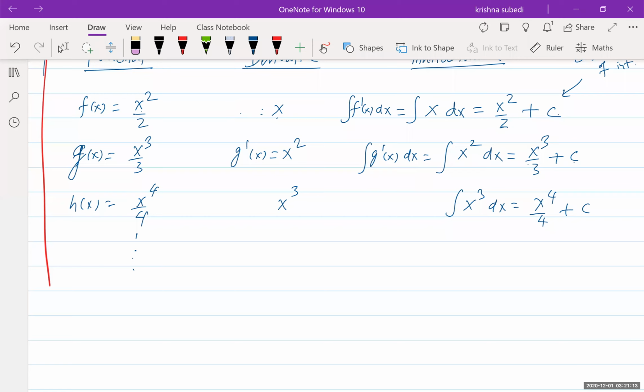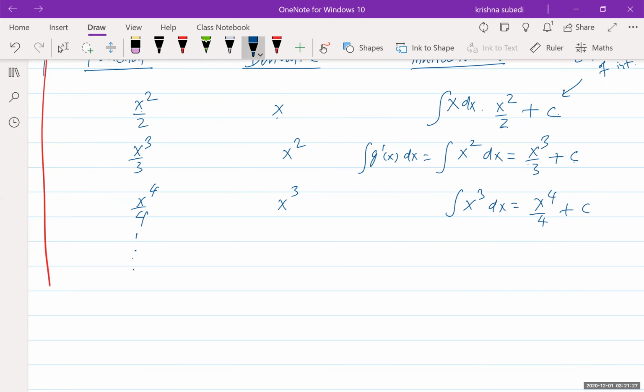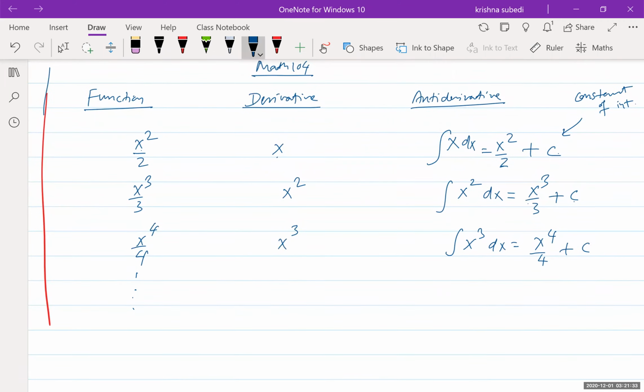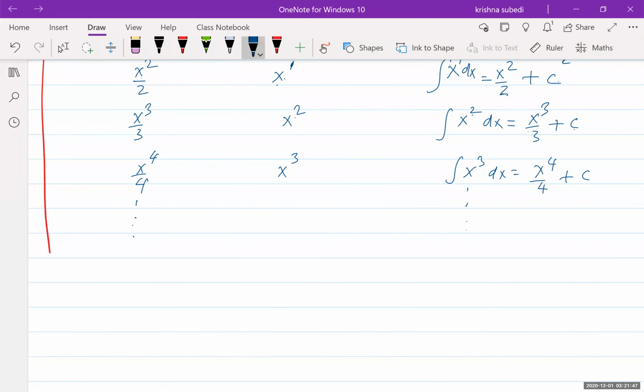Okay, let me just erase this and we look at those expressions only. All right, let's see. Now look at the pattern. When the power is 1, the antiderivative is x squared over 2. When the power is 2, it is x cubed over 3. Now if I continue doing this, I want you to tell me, if I have my function x power n, what is that?